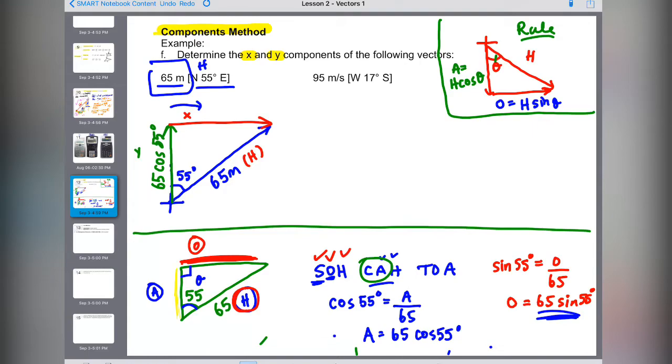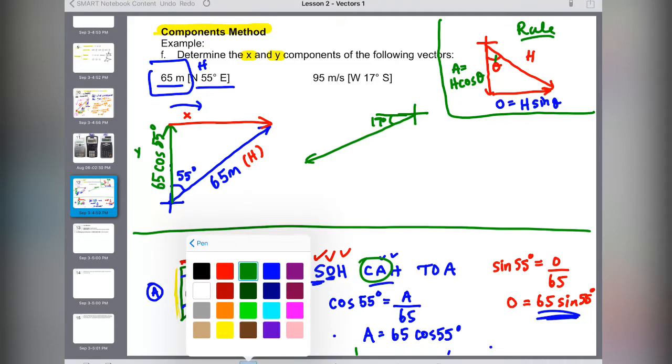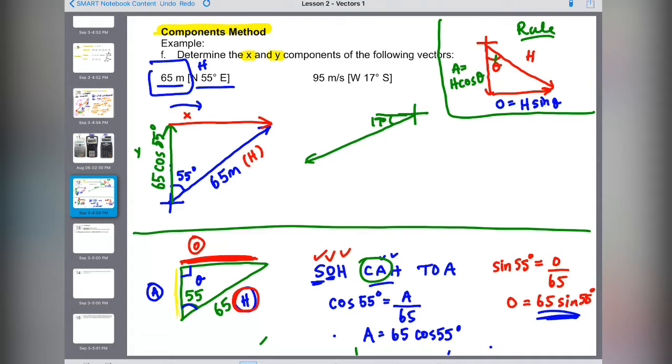Hopefully you remember that. Okay, all right, so let's try the 95. 95 west, 17 south. So drawing my vector, touching the west direction, this angle is 17. And when you close off the triangle, you always wrap it around the angle. You would not be drawing it down here. You could, but you're going to have to find that angle, so there's no point to do more work than you need.